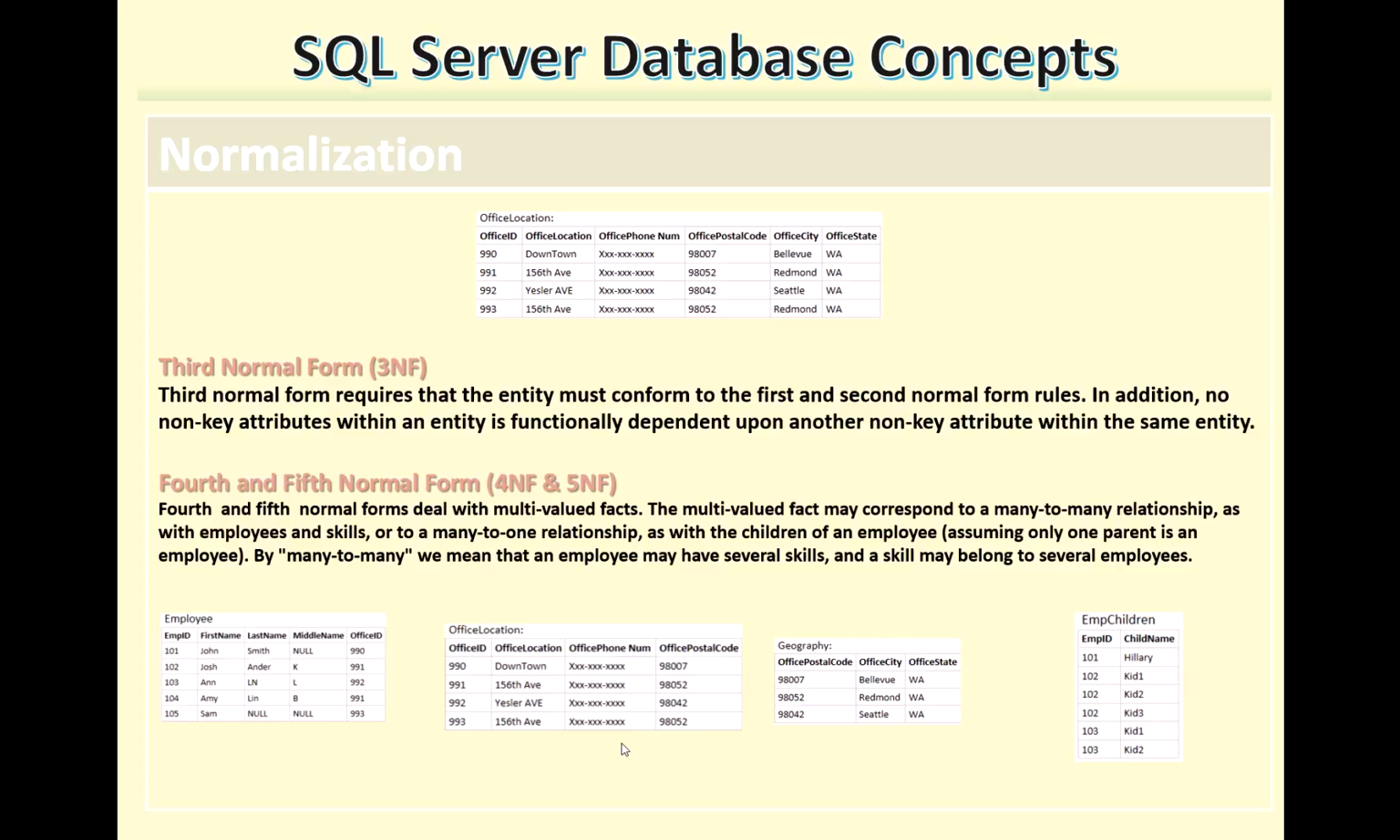So if you look at the employee table, the first name, last name, middle name, office, all are depending on employee ID. Similarly, office location, phone number, postal code, these are all related to office ID. Right? Similarly, in geography, office state and office city are related to the postal code. And we normalized children also by removing redundant groups.